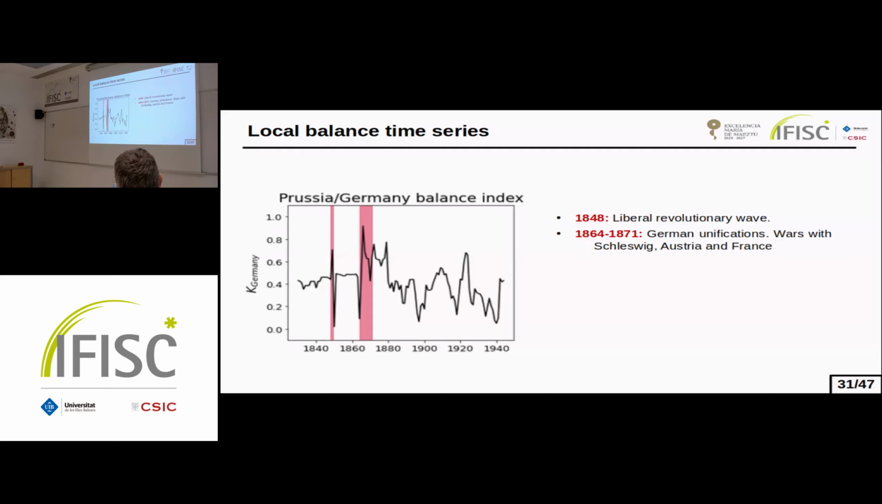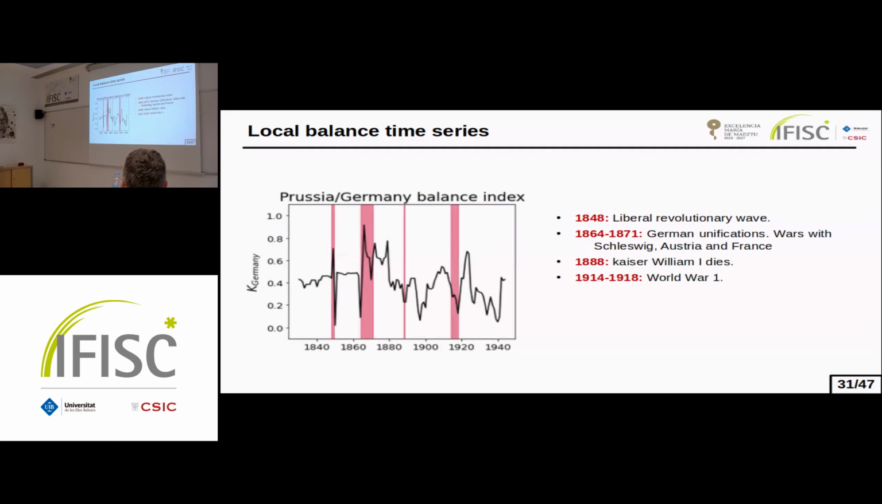Then it is not marked, but this sharp drop corresponds to the dual alliance between Germany and Austria-Hungary. We have that small valley corresponding to the death of Kaiser William I. This valley that is also not marked corresponds to the Anglo-German naval race. That deeper valley corresponds to World War I, and the deeper valley corresponds to World War II and also to the onset of Nazi Germany, this small valley here.